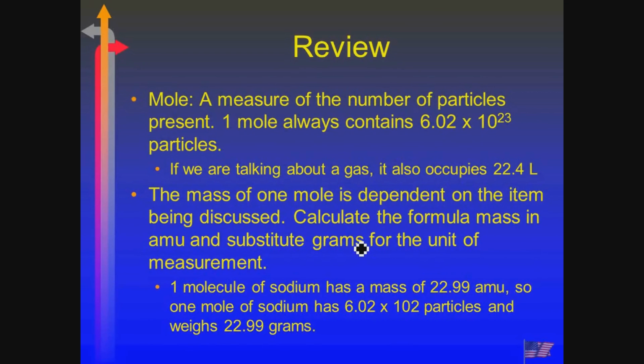The mass of one mole is dependent upon what we're talking about. So to calculate the formula mass, we just figure out what it is in atomic mass units by looking at a periodic table, substitute grams for the unit of measurement, and we're done. So an atom of sodium has a mass of 22.99 atomic mass units. A mole of sodium then would have 6.02 times 10 to the 23rd particles, and weighs 22.99 grams. So all we're doing is just substituting units there.